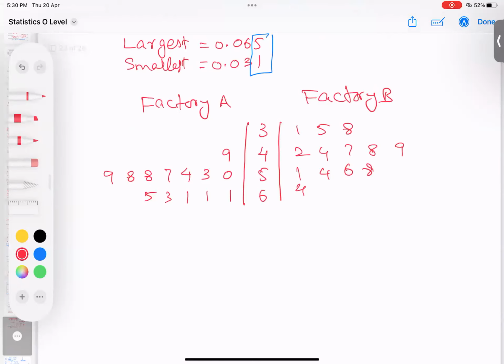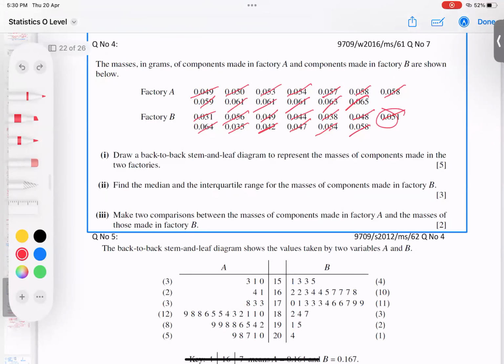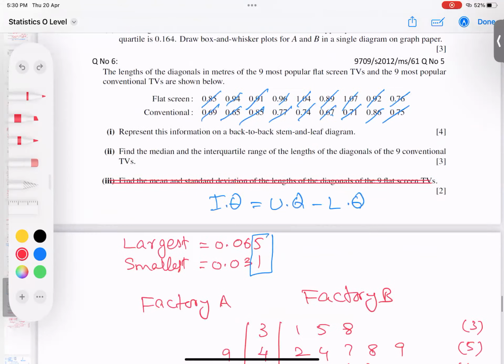Count. This is 3. This is 5. This is 4. Here 1. So 5 plus 5, 10, 3, 13. Check 13 values. So 1, 2, 3, 4, 5, 6, 7, 8, 9, 10, 11, 12, 13. Correct answer. Now 13 is even the above also 13.